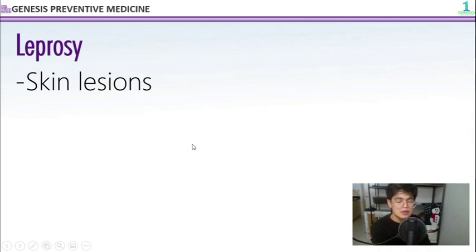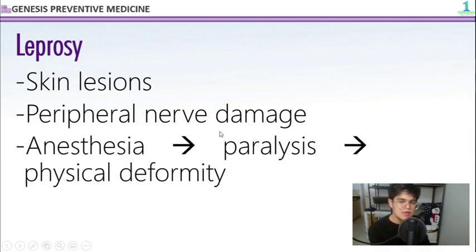Okay? The main, primary, the central symptoms for leprosy patients are the skin lesions, peripheral nerve damage, and in severe forms, the anesthesia in the area, which does not necessarily cause paralysis. There is paralysis, it progresses to paralysis, and because of paralysis and anesthesia, there is physical deformity.